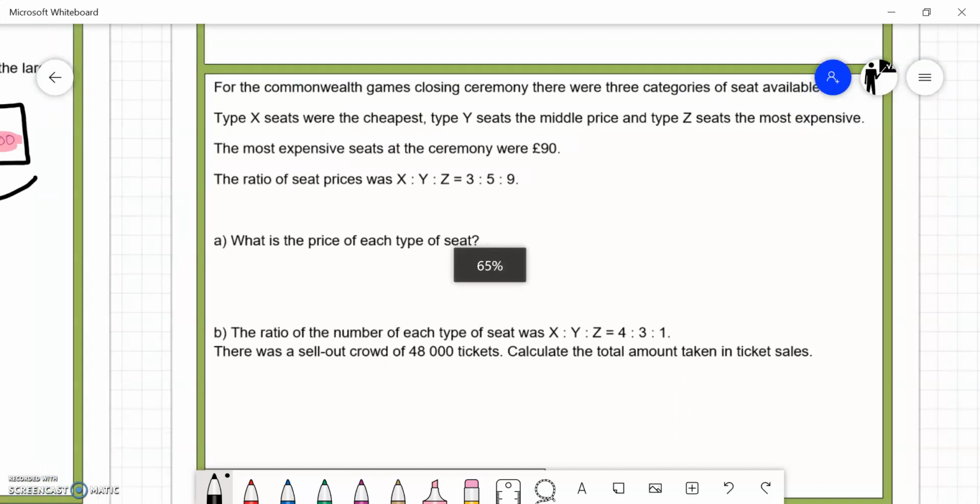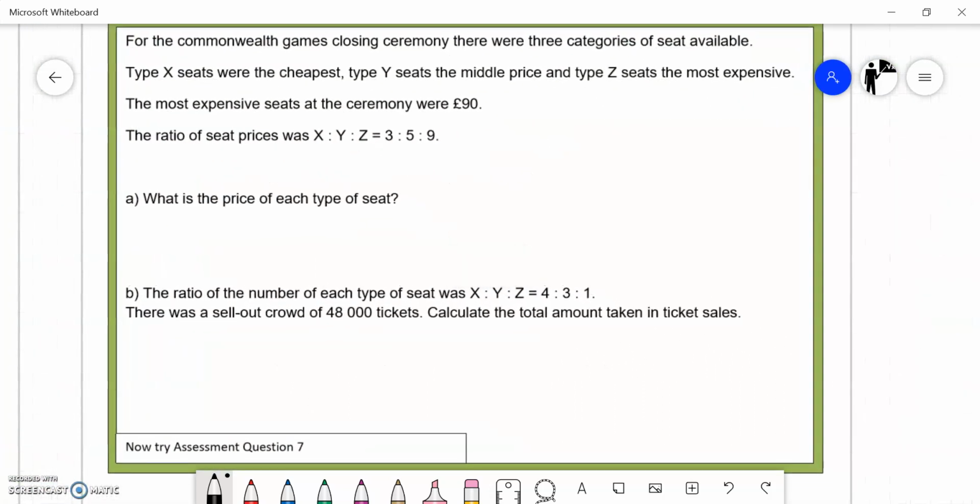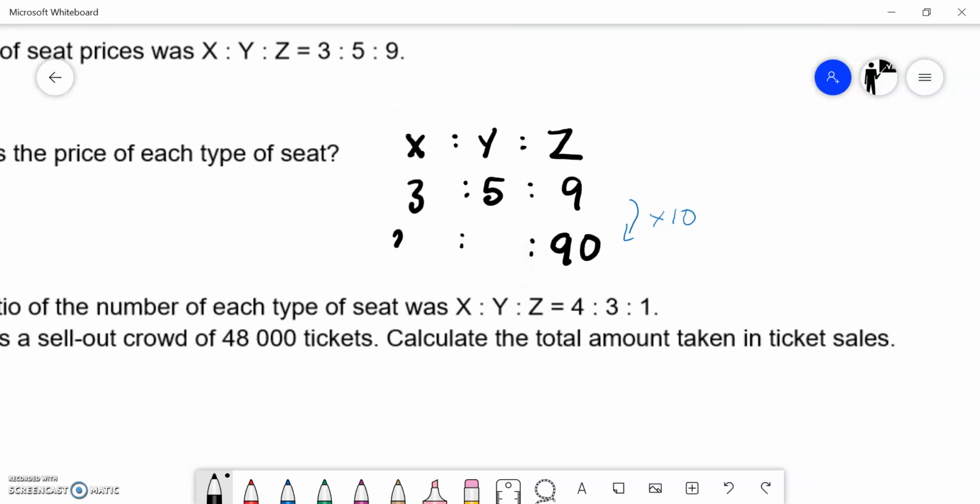Okay, so if we have a look at this problem here, we are told that X to Y to Z is 3 to 5 to 9. And Z is the most expensive. And it says here, the most expensive seats were £90. We look for this multiplicative relationship, and hopefully you can see where we're multiplying by 10. So if we're multiplying by 10 here, we need to multiply by 10 everywhere.